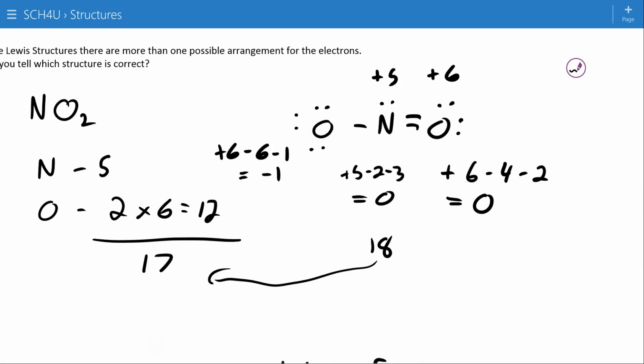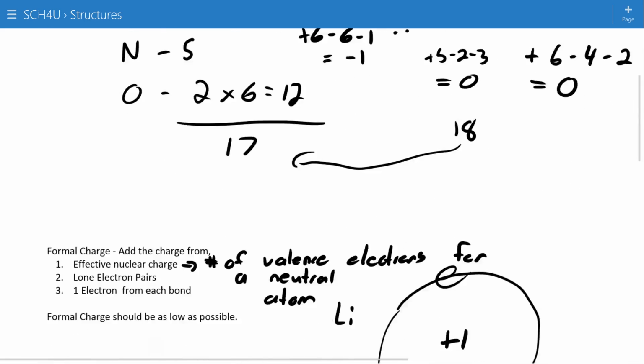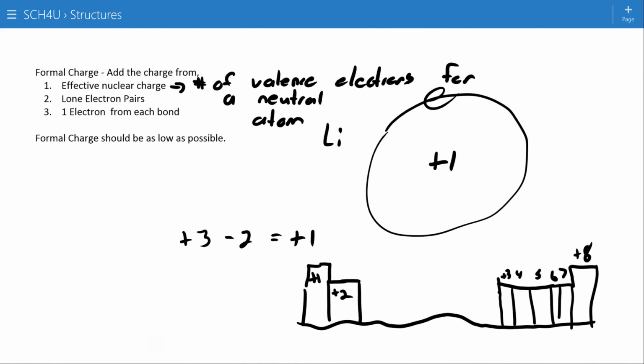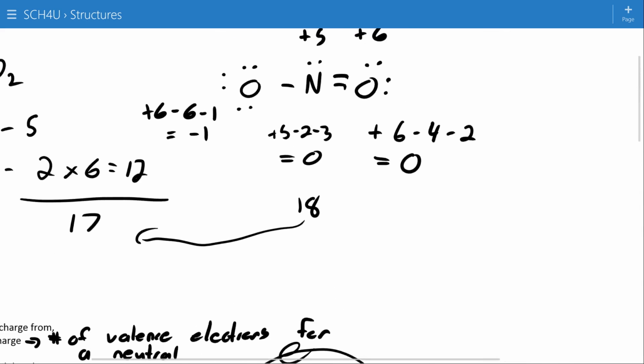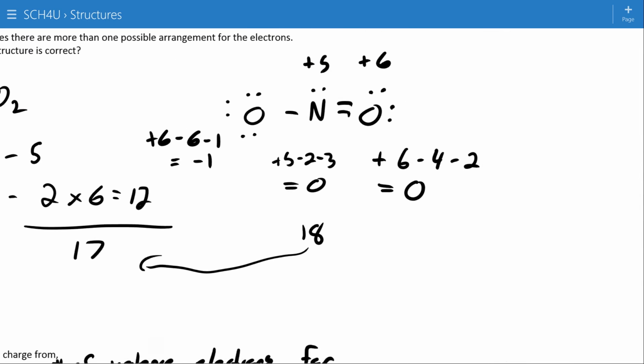How does that apply to the decision we need to make in a Lewis structure? Well, to get the best Lewis structure possible, the formal charge on each atom should be as low as possible. So let's go back up here and look at this. Low doesn't necessarily mean more negative. What I really mean here is closer to 0. So this atom is actually really happy right now. His formal charge is 0. This atom is really happy. His formal charge is 0.